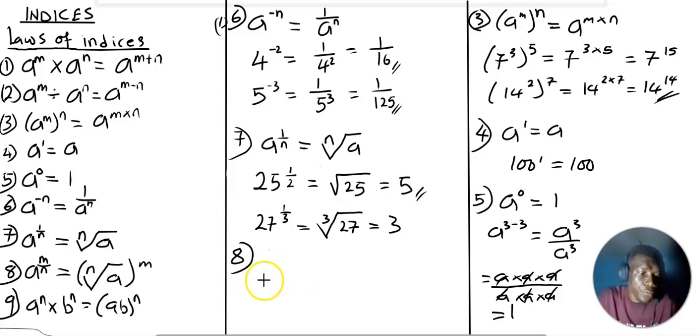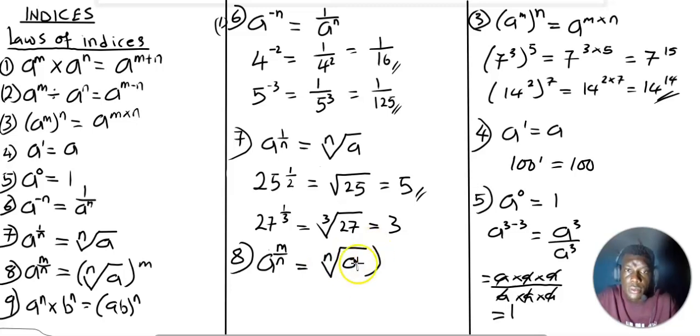Here you have a raised to power m over n. So the numerator, we have a value in this situation. Now this is equal to the nth root as well, just like we did in the 7th law. It's going to be the nth root of a, all of them raised to power m. So the denominator roots, raised to the power of the base raised to power the numerator. That's what it's going to be.